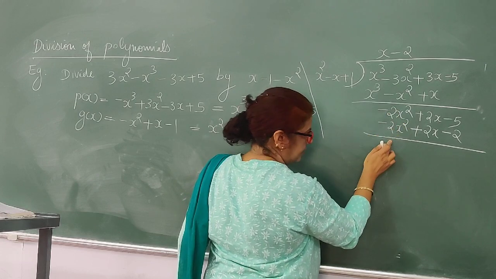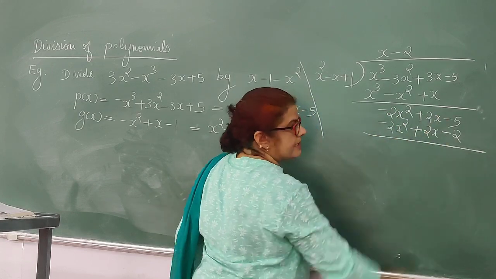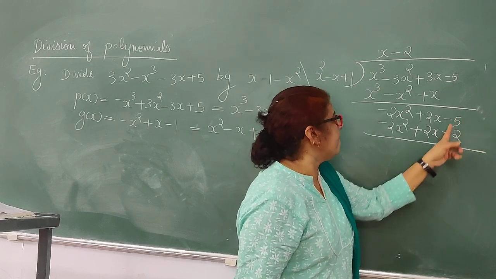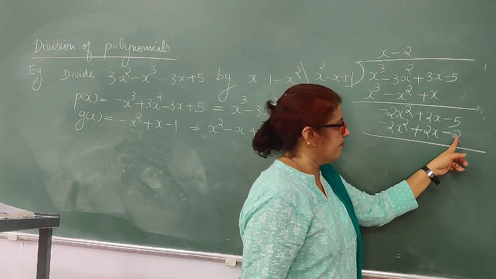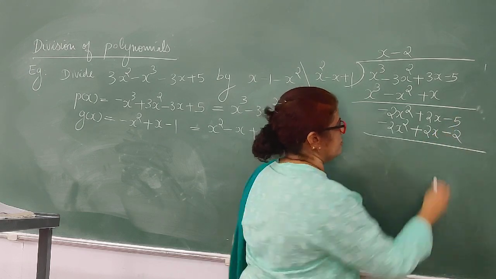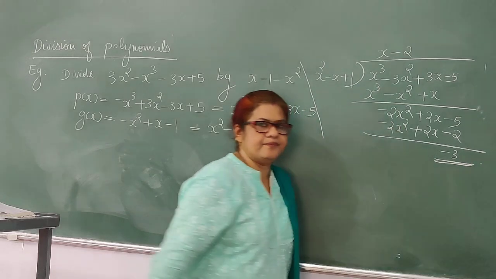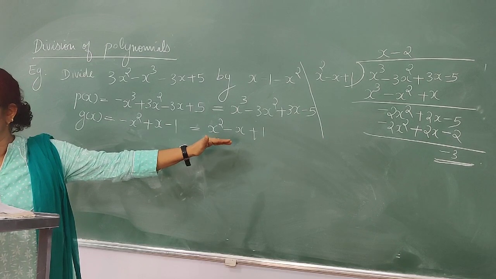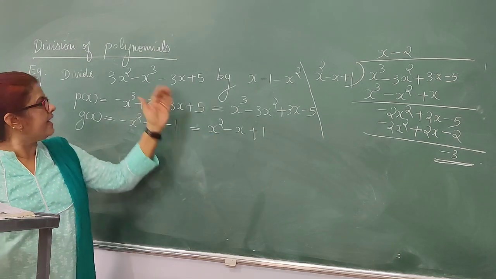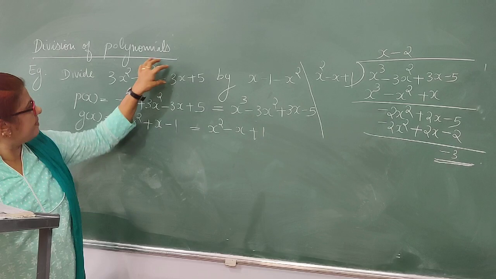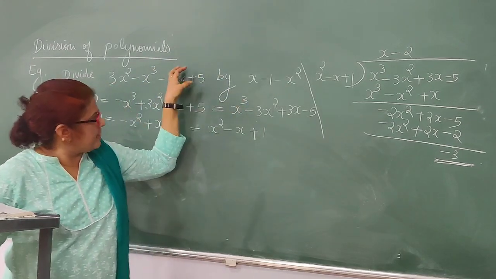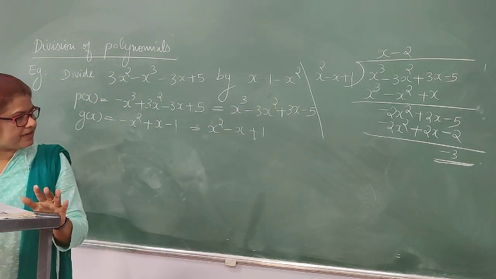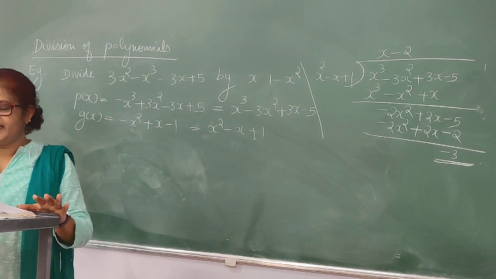Then subtract. Here 0, here 0, and what about the remainder? It is not 0, the constant term. It is minus 5 minus minus 2, that is minus 5 plus 2. The remainder is minus 3. I think it is clear. Okay. And here, when we divide P(x) by G(x), we get the quotient as x minus 2 and the remainder as minus 3.